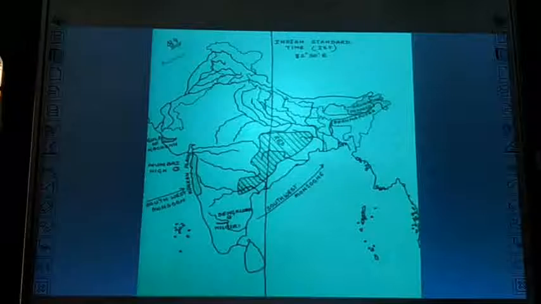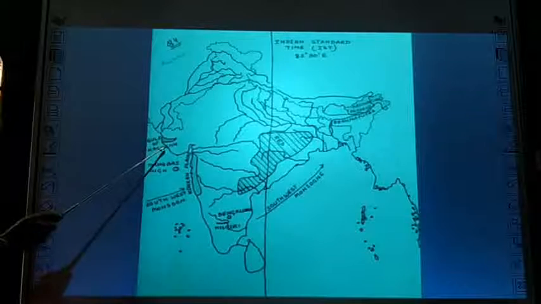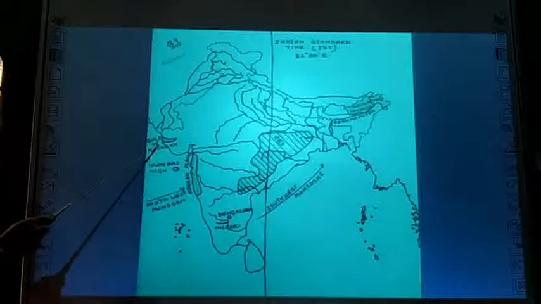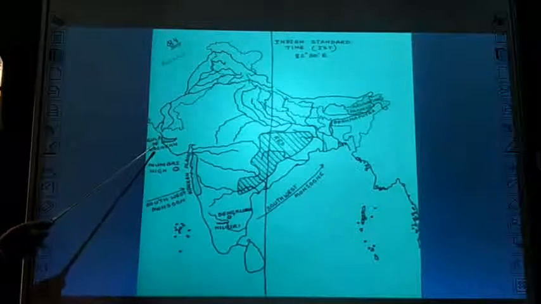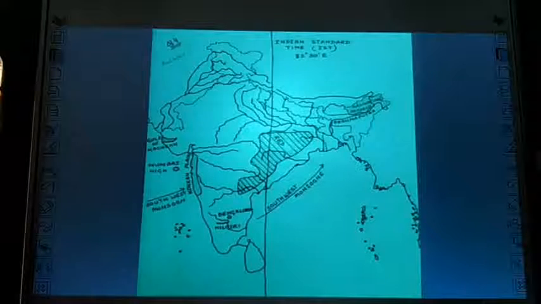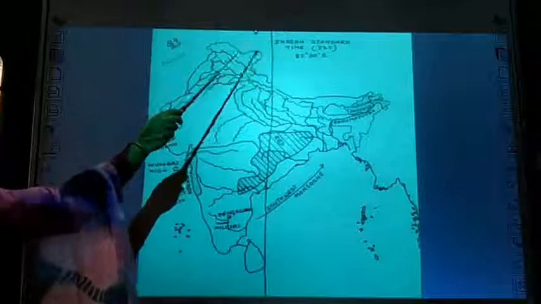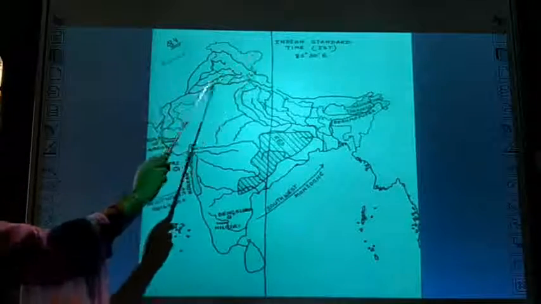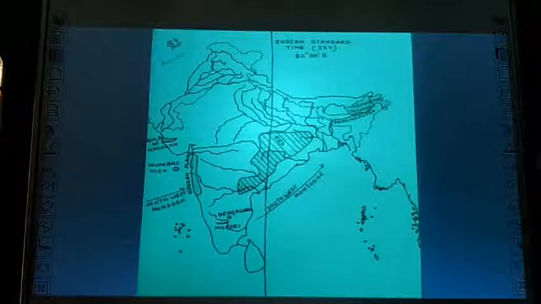Next, shade and name the Gulf of Kutch. Okay, Gulf of Kutch is here. It is the inlet of the Arabian Sea along the west coast of India in the state of Gujarat. Next, mark and name the longitude that divides India into two equal halves. Indian Standard Time is the longitude that divides India into two halves.